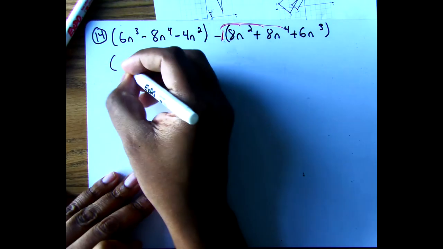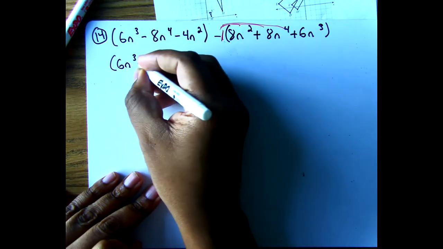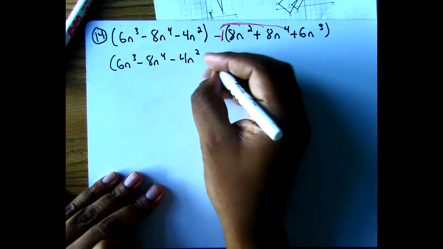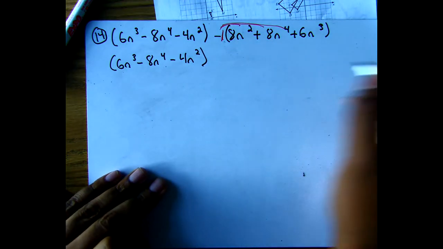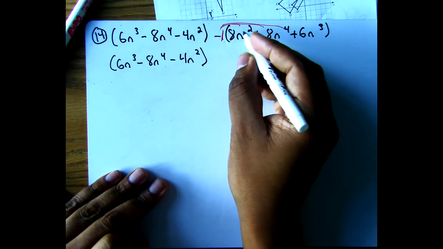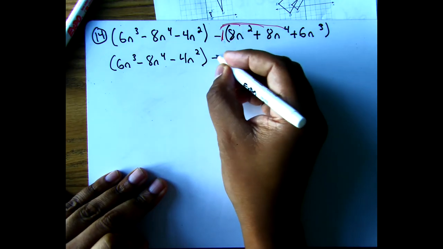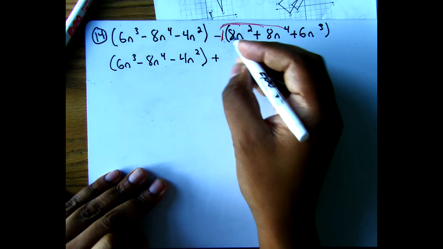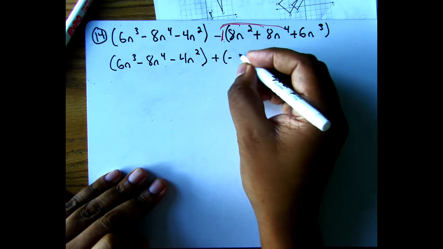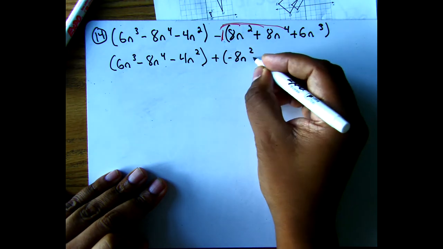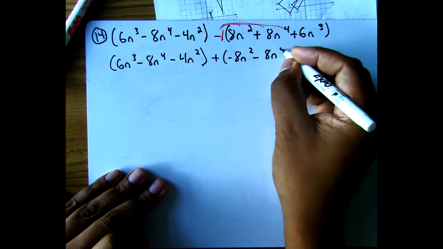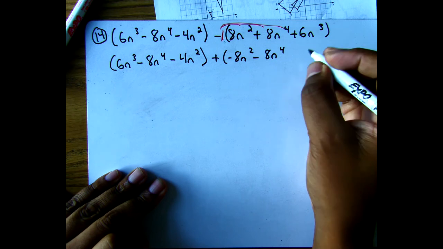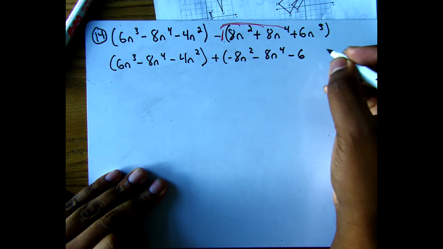So I'm going to rewrite this part here, and I have 6n cubed minus 8n to the fourth minus 4n squared. Okay, now when I move this to the negative, that's going to make it positive here. Okay, and now I have a positive or negative 8n squared, a negative 8n to the fourth, and a negative 6n to the third.